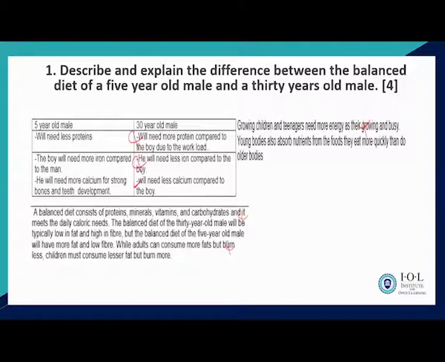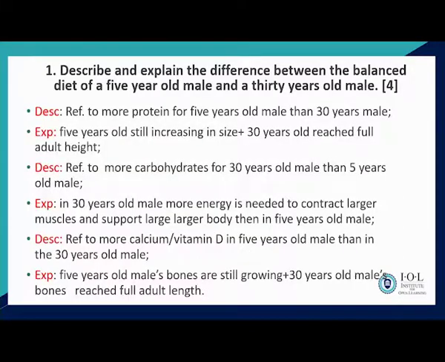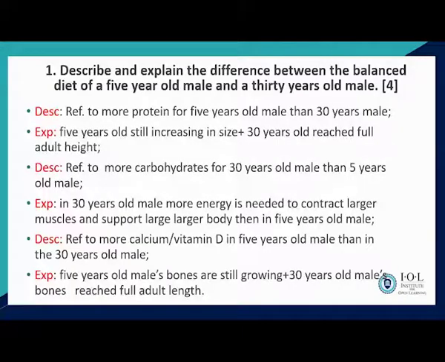Will need low in fat and high in fiber, but the balanced diet of 5-year-old have. You see, the student didn't really answer the question. Now, what was expected in this question? The description number 1. You can't describe it in this order, but at least what is expected. You have to refer to that the 5-year-old need more protein than the 30-year-old male.